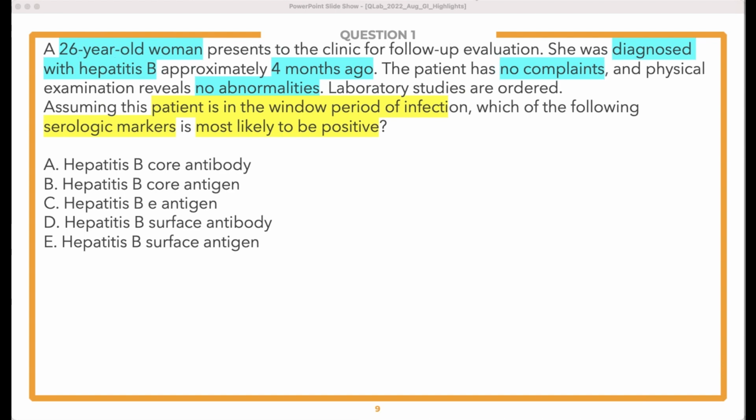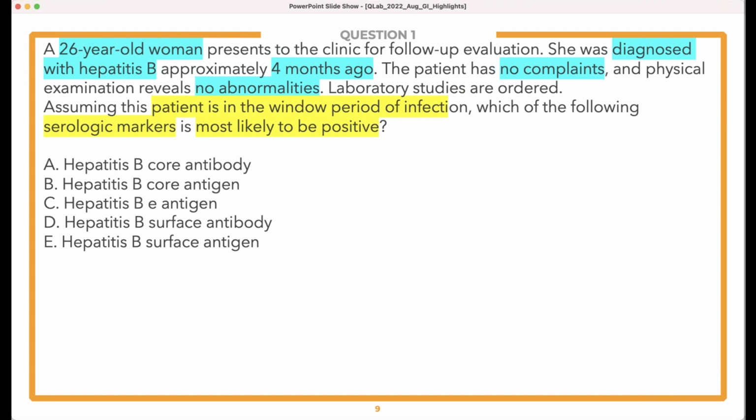Answer choice E, hepatitis B surface antigen. D, hepatitis B surface antibody. C, hepatitis B E antigen. B, hepatitis B core antigen. And A, hepatitis B core antibody.